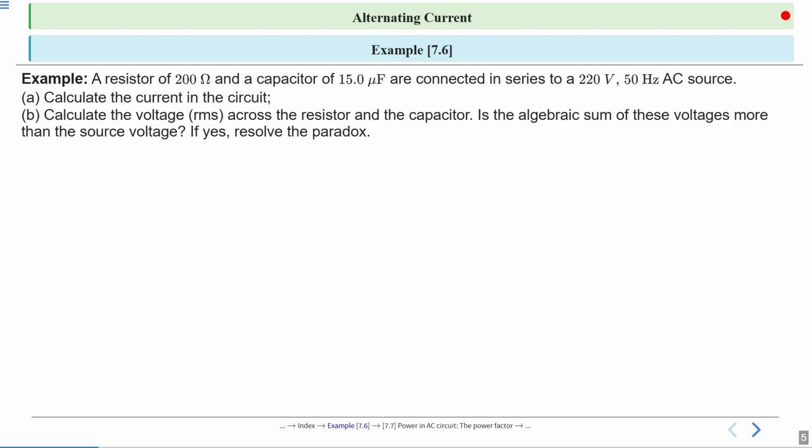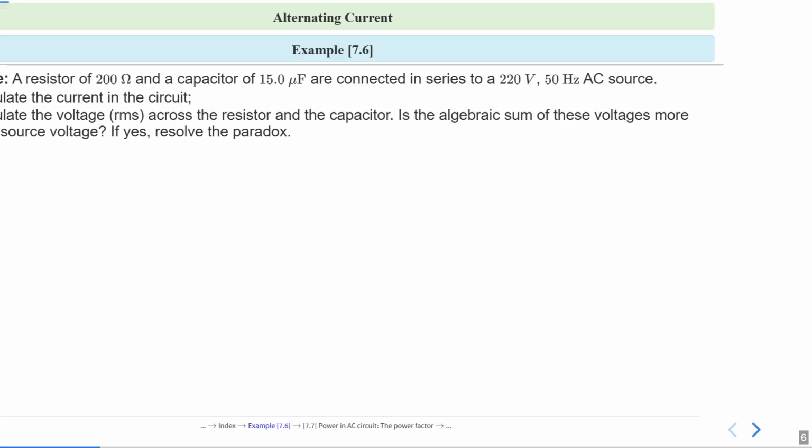So what is the source voltage? 220 volt. You have to compare the sum with the source voltage and see whether it is more than the source voltage. If it is more, then you have to resolve the paradox. What is our mistake? It should not be more than the source voltage, because we are taking power and voltage from the source. How can the sum of voltages across the resistor and capacitor be more than the source voltage? So let's see.